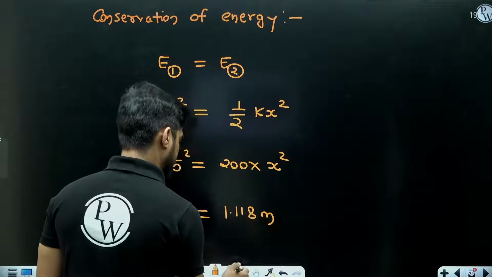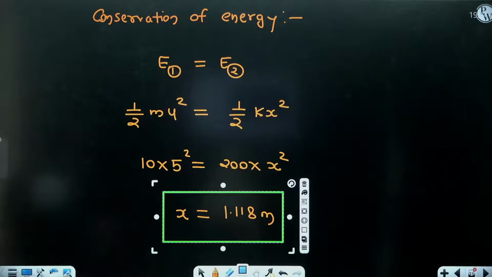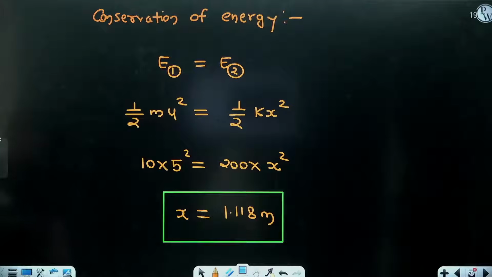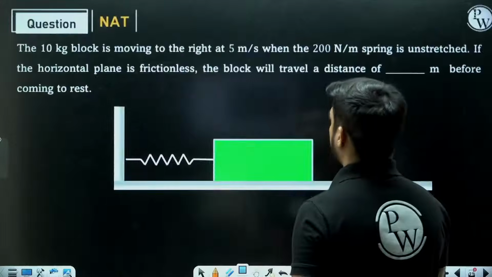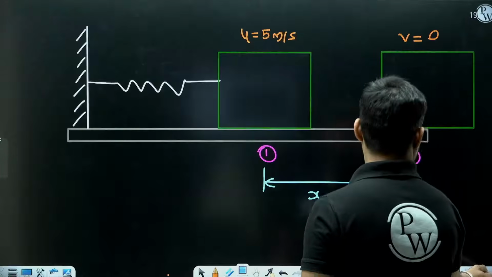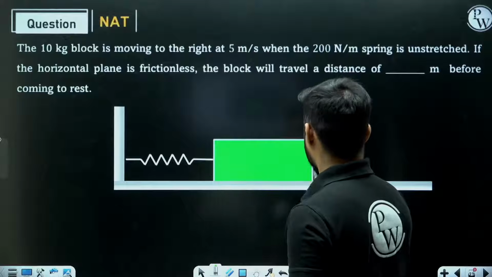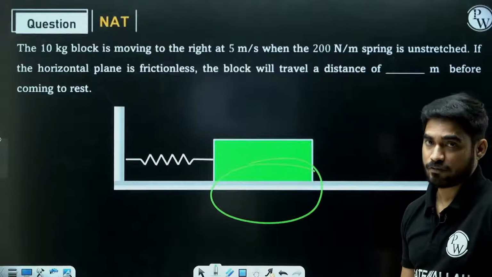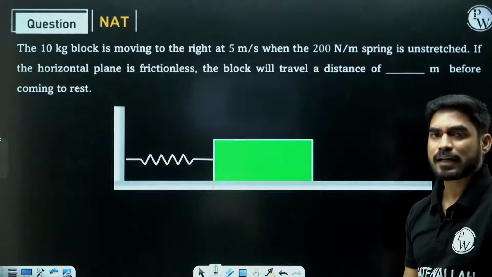1.118 meters. So this is the distance traveled by the block before coming to rest. Now, if there was friction in the box, then you will not be able to apply conservation of energy. Then you will have to apply work energy.